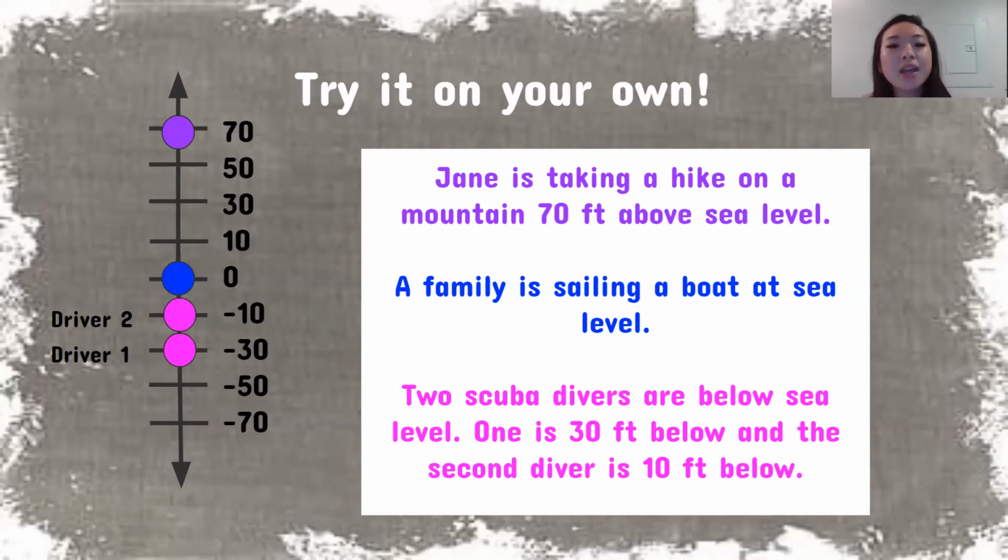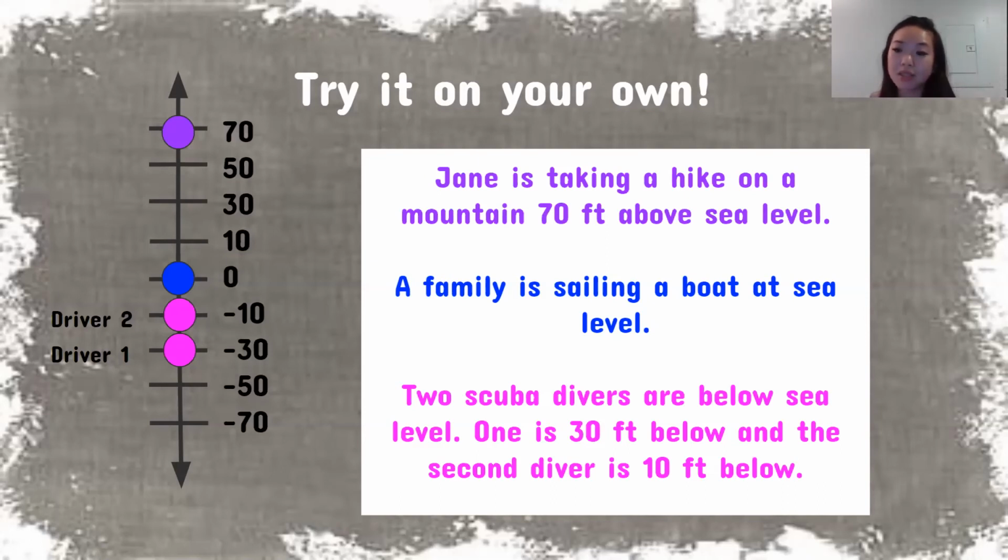So I have one is 30 feet below and the second is 10 feet below. So I have my dots here, and then we know below sea level is going to be negative. So I have my first diver at negative 30 because they are 30 feet below the sea level. And then I have my second diver at negative 10 because they are 10 feet below the sea level. So that's how we got those 2 dots. Make sure you read it thoroughly.